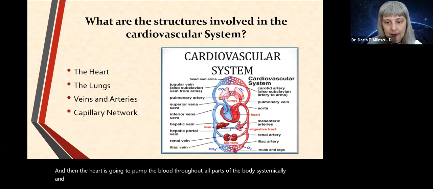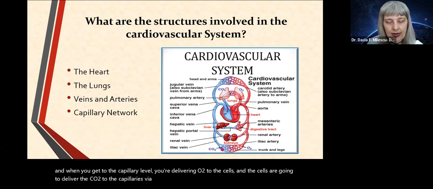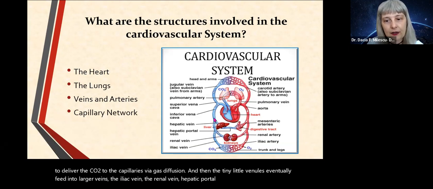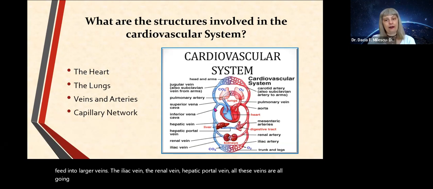And when you get to the capillary level, you're delivering O2 to the cells, and the cells are going to deliver the CO2 to the capillaries via gas diffusion. And then the tiny little venules eventually feed into larger veins like the iliac vein, the renal vein, hepatic portal vein. All these veins are all going to feed into the inferior vena cava, which delivers it to the right side of the heart.